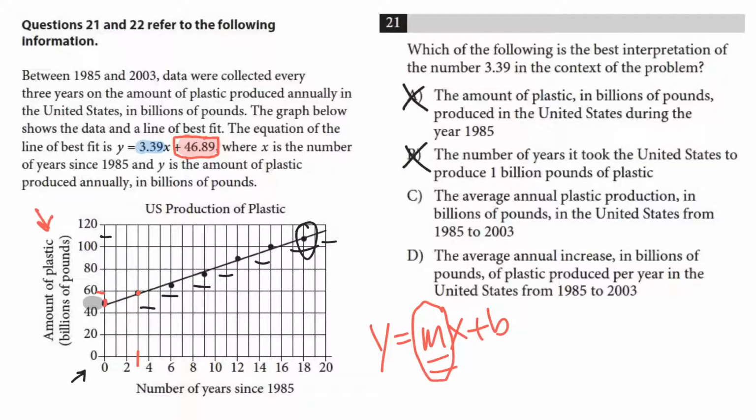D, the average annual increase in billions of pounds of plastic produced per year in the United States from 85 to 2003. Yes, right? That's the average increase. That's the slope of the graph. Rise over run, right? And since this graph is showing us the annual average production of plastic, D would be our solution.